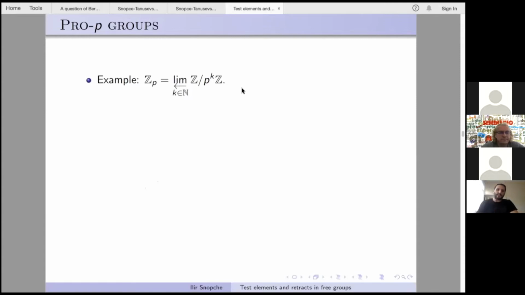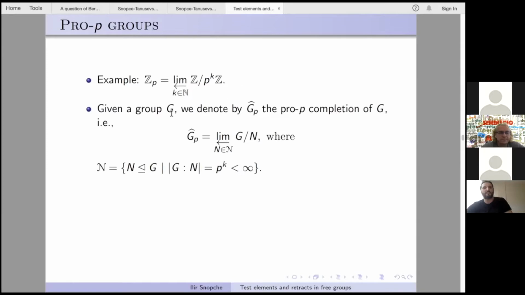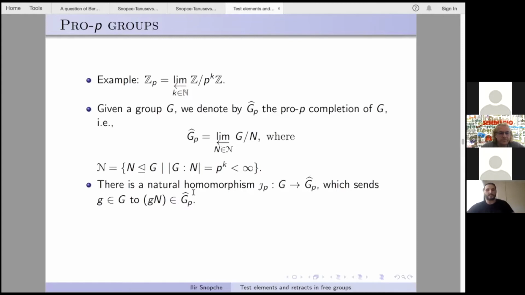And actually, we can use this idea to associate a pro-p group to an arbitrary discrete group G using the concept of a pro-p completion. So given a group G, we denote by G_p hat the pro-p completion of G. In other words, what is G_p hat? It is the inverse limit of G mod N when N runs over all normal subgroups of G of index some finite power of p. Okay. And actually, there is a natural homomorphism, j_p, from G to its pro-p completion, which sends g to a tuple, gN. So the inverse limit, of course, is a subgroup of the direct product of the G mod N's.